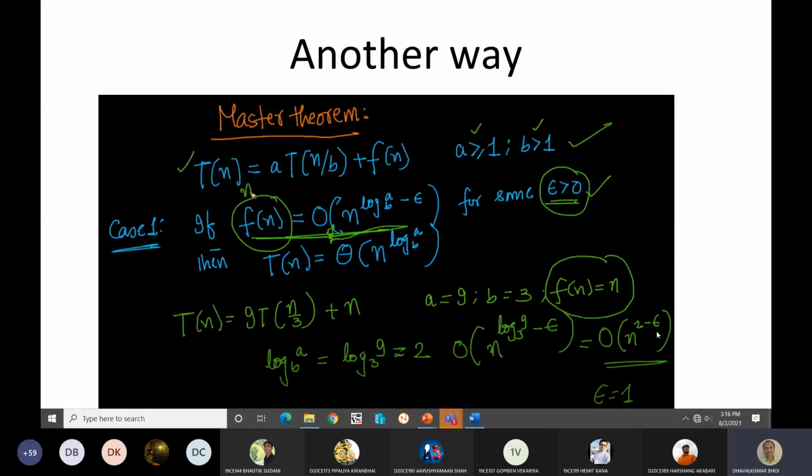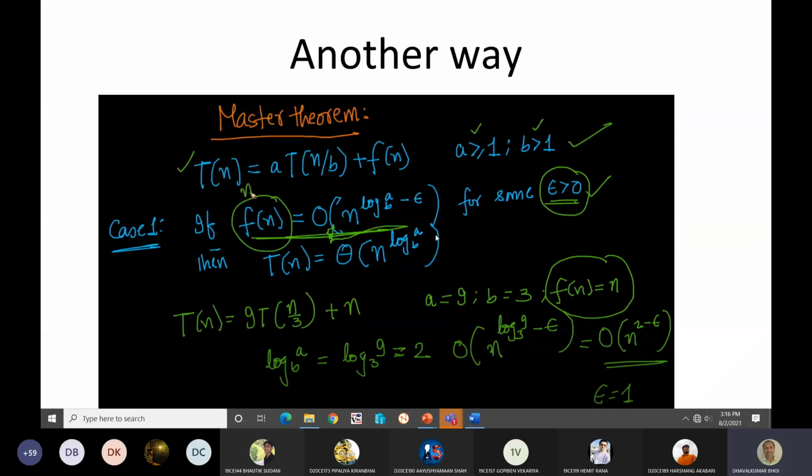So can I put some value of epsilon that is greater than 0, and am I getting the order of f of n? So order of n raised to 2 minus epsilon, if I put epsilon equal to 1, I am going to get order of n. Means it is equal to f of n. So it satisfies the condition that f of n, that is n, is equal to order of n raised to log a base b minus epsilon, because we subtracted a constant value epsilon equal to 1.